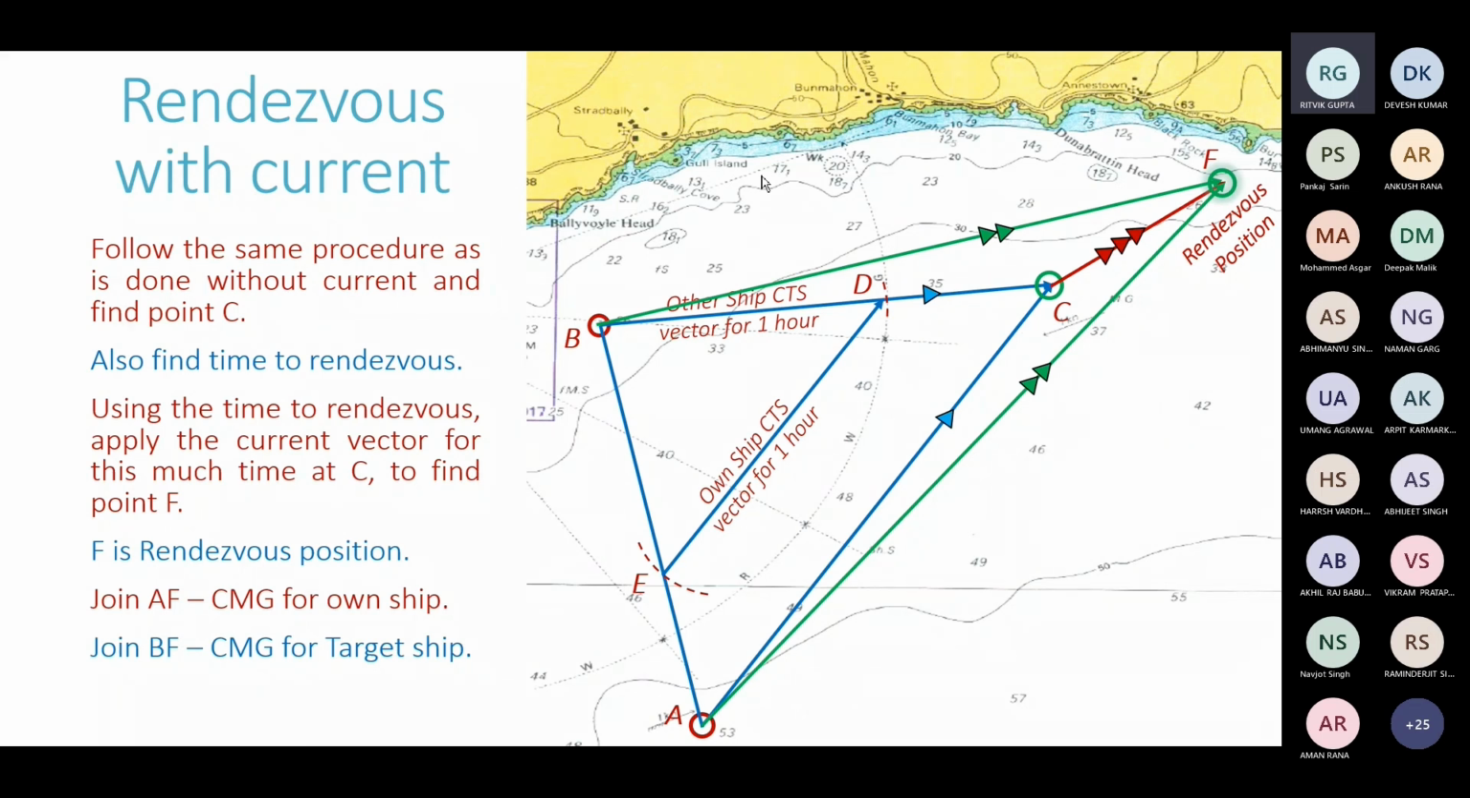So that is different currents in the target area and our own ship area. So shall we go to the third one? Yes, sir. Okay, all right.